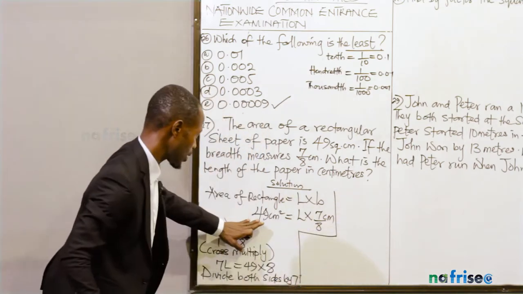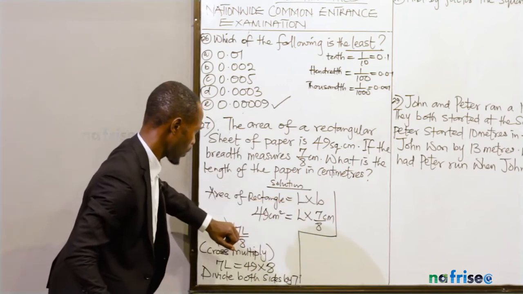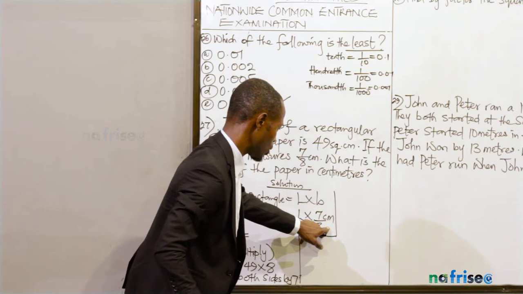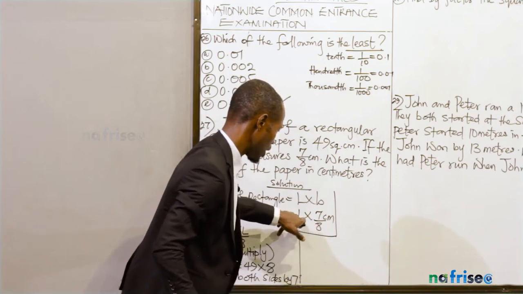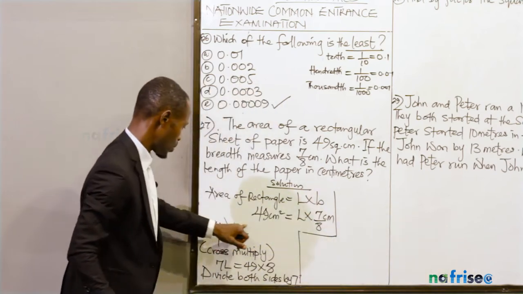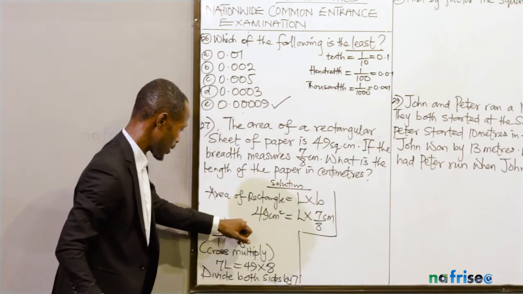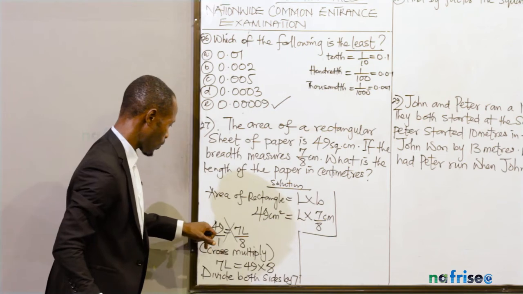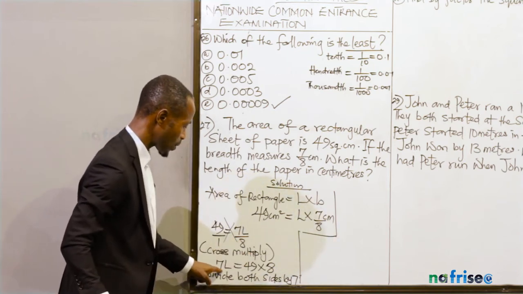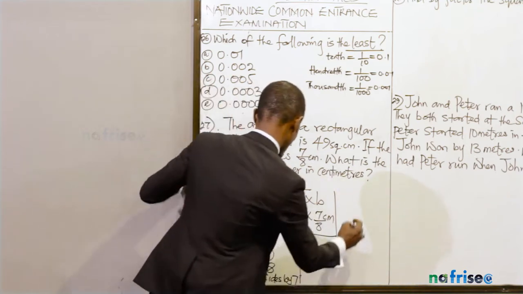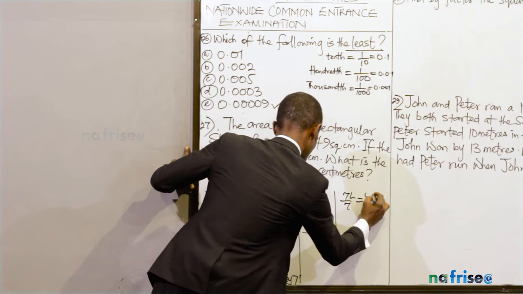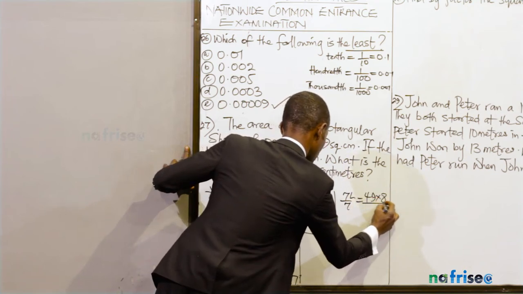I started solving from here. I said area is length times breadth. Since area is 49, length we don't know, breadth we know. So we multiplied it, but it's a fraction. There's an invisible one here. So that's why 7 has to multiply L. That's 7L over 8. So we cross multiply that. 7L times 1, 7L. 49 times 8. I don't want to multiply it because I know I must divide both sides by 7. So when I do that, I will have 7L divided by 7 equals 49 times 8 divided by 7.